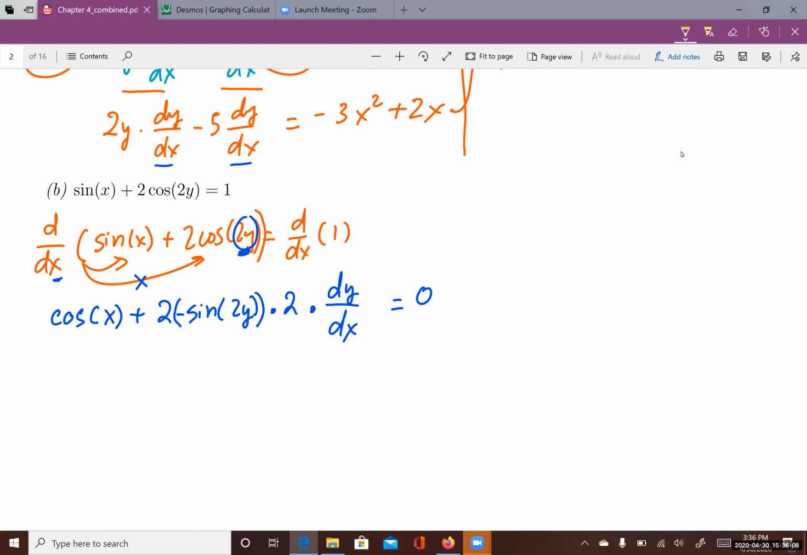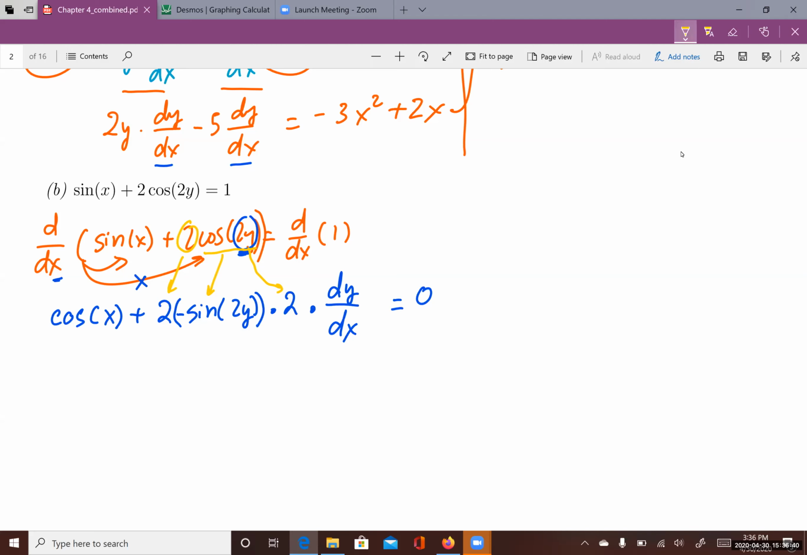So I want to explain it a little bit here. The 2, I just carried out, is a constant multiple rule, right? And the derivative of sine of 2y should be negative sine of 2y, using the chain rule, multiplied by the derivative of the inner function, which is 2y, so 2 here. And at the end of this differentiation, you need to multiply by dy dx, because x and y are not the same.